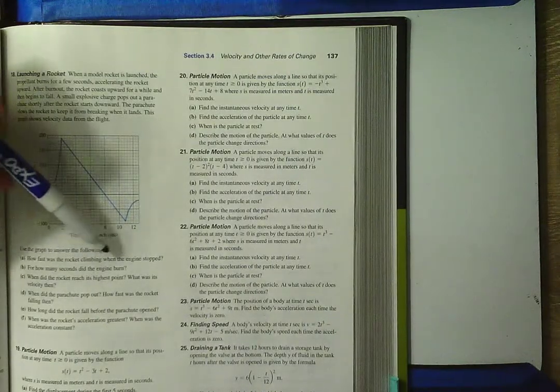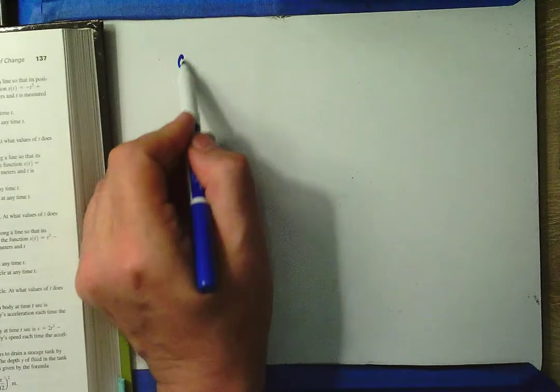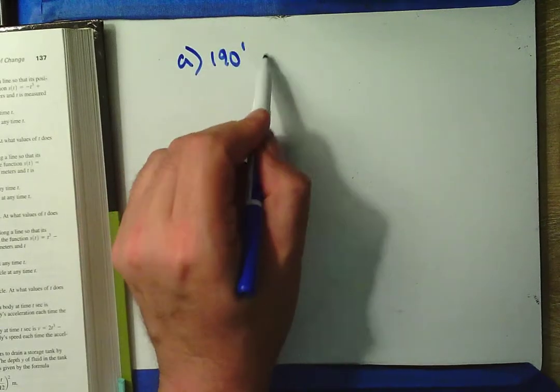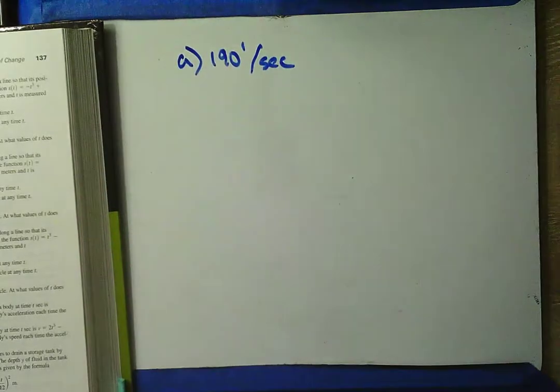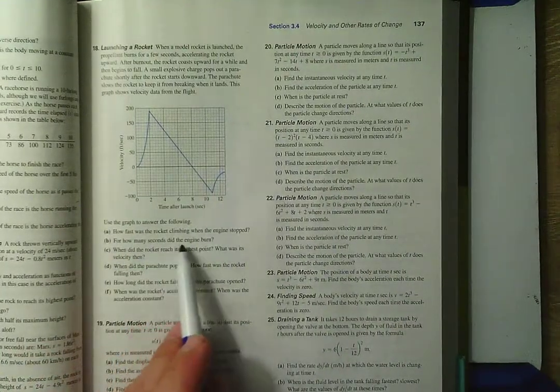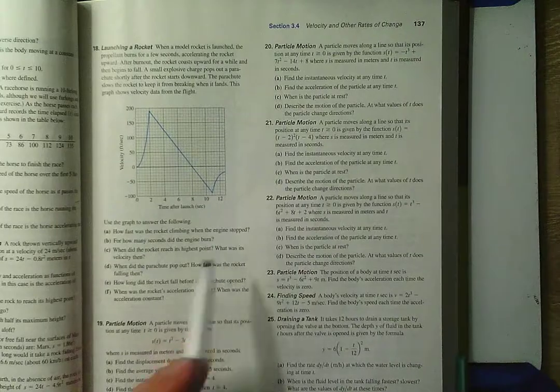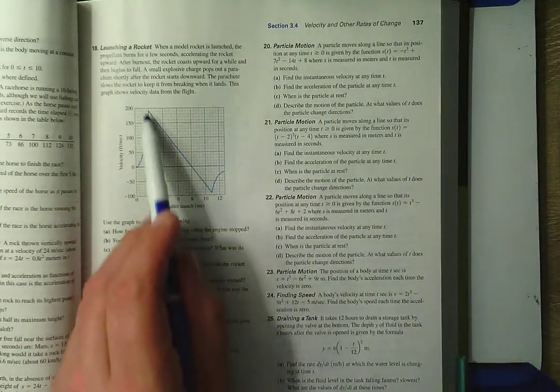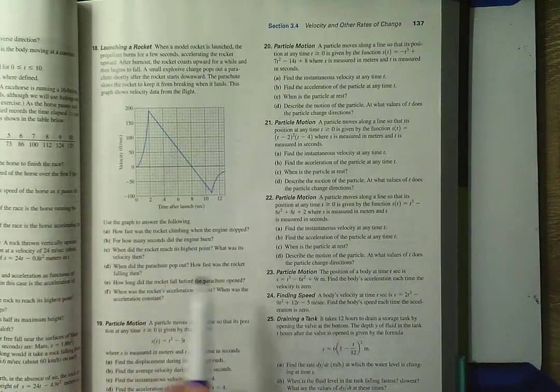How fast is the rocket climbing when the engine stopped? I think the engine stopped after 2 seconds. And I think this is my rocket speed, which is 190 feet per second. Okay, what's next? How many seconds did the engine burn? Well, the engine burned until this point, and so that was 2 seconds.